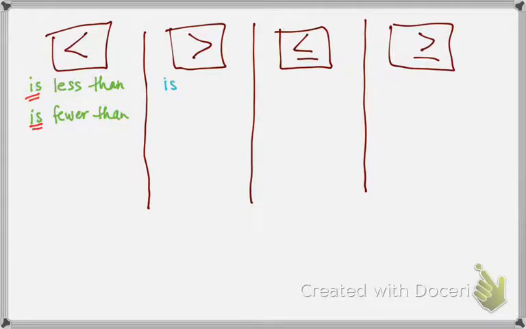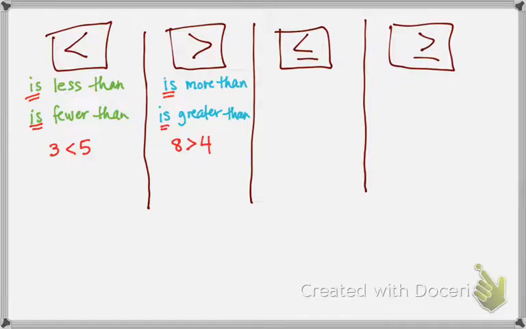For greater than is more than. Is greater than. Okay, now those are pretty straightforward. So again, I'll show you here. 3 is less than 5. 8 is greater than 4.